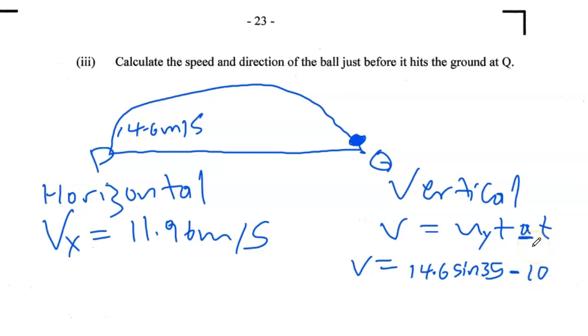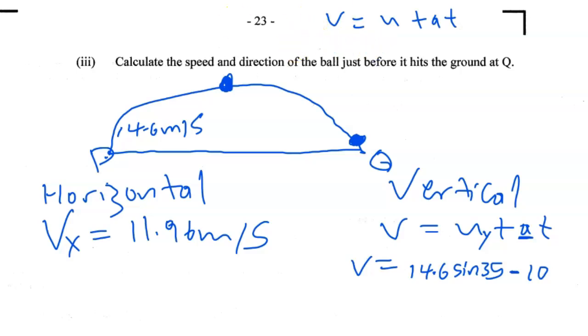And then the time it takes to get from P to Q. Let's calculate the time it takes to get from P to Q. Now remember, let's do this part of the motion. Remember that V equal to U plus AT. So if we're taking the time from when it leaves P to when it reaches maximum height, consider that time alone. The initial V vertically would be 14.6 sine 35.